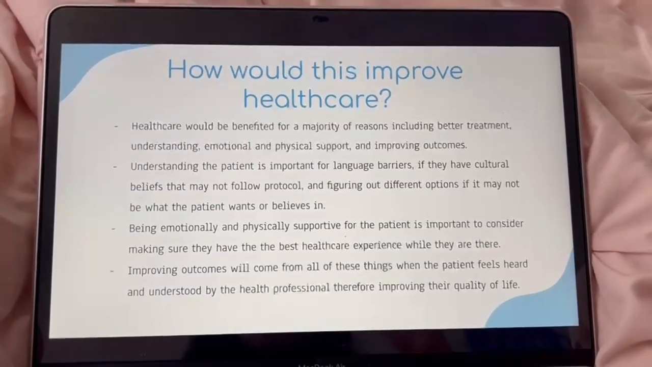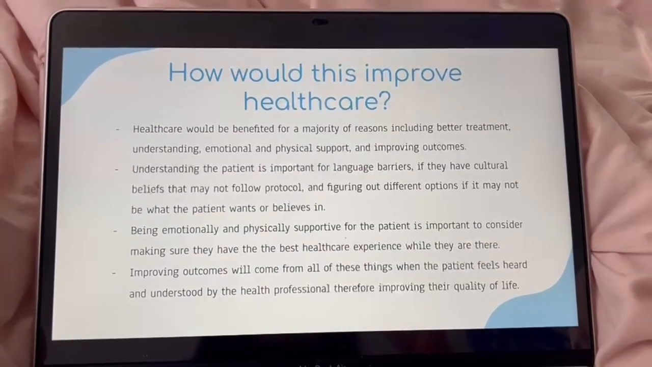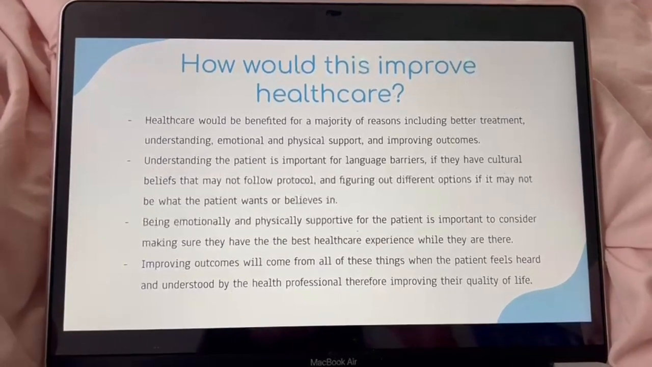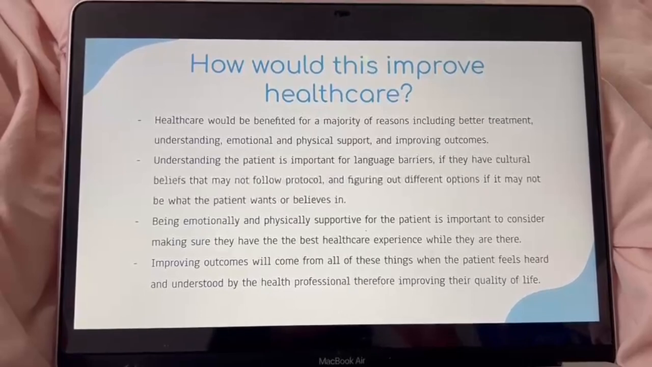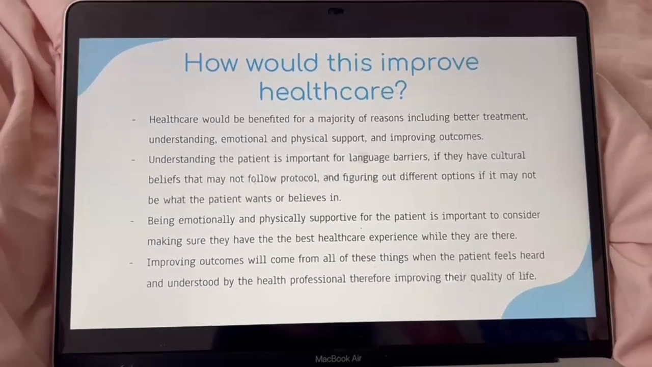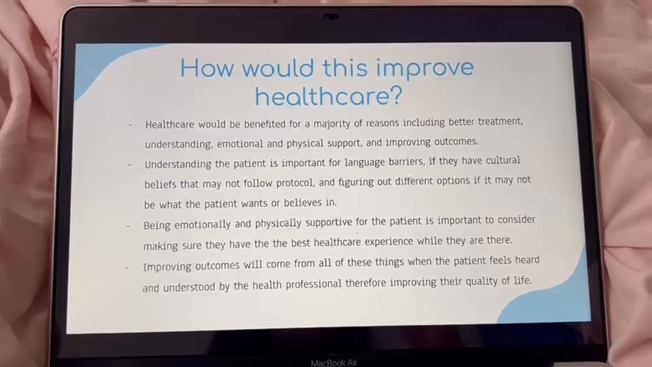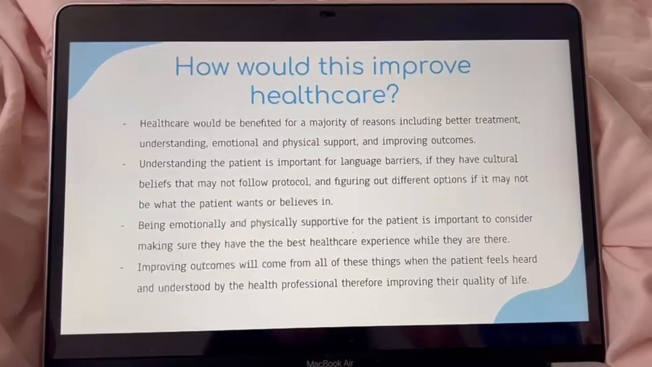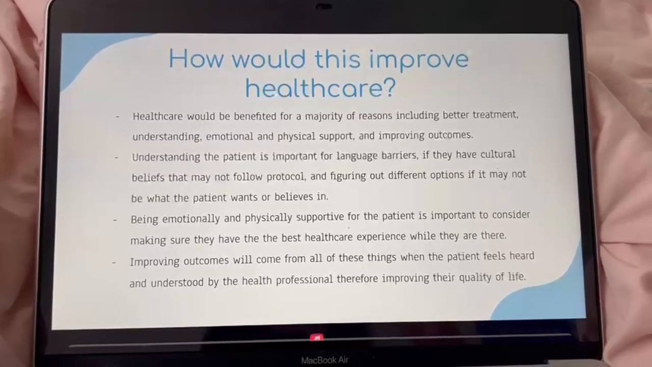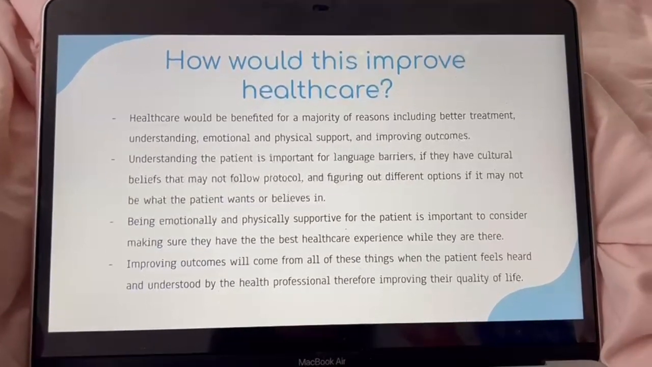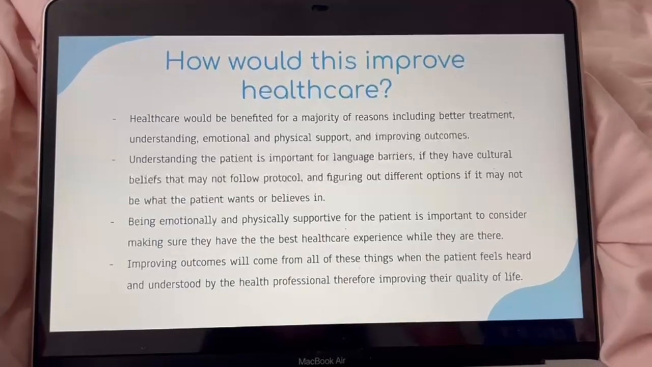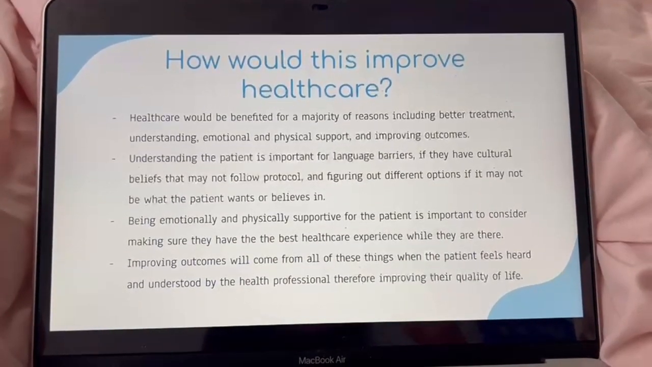Overall, healthcare would just be benefited for the professionals and for the patients. Healthcare professionals will understand more how to deal with those who have cultural beliefs and different wants and needs, and the patient will feel supported, and they will most likely do their treatments more, which improves their quality of life. And just overall, healthcare will be benefited for both professional and patient outcomes.